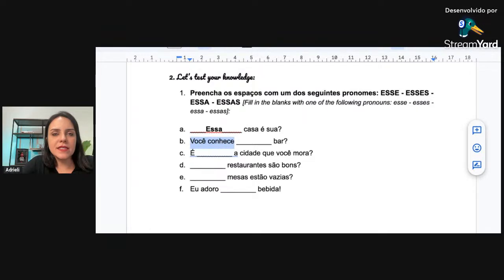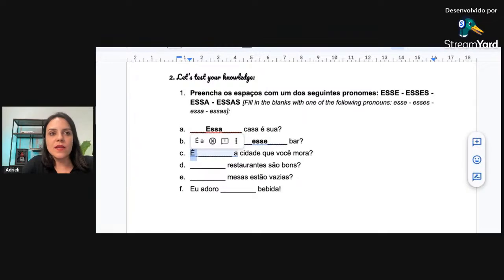Você conhece bar? So, bar is a masculine word and it's in the singular form. So, which pronoun should we put here, considering you have to agree the pronoun and the noun? Esse, esses, essa ou essas? Muito bem, Brandon. Esse bar. Você conhece esse bar?